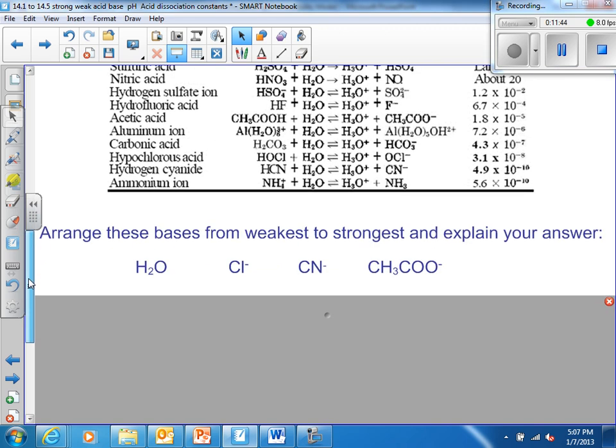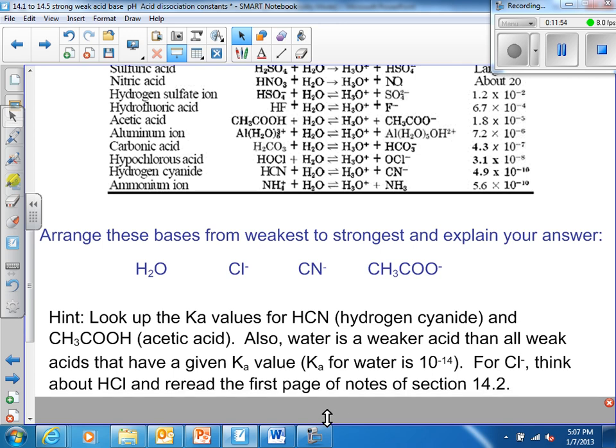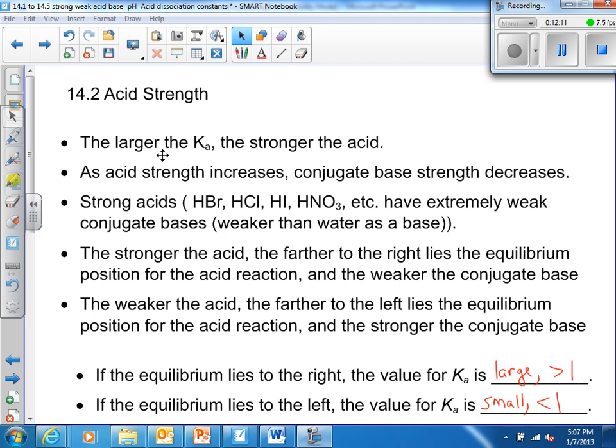Now, in order to do this problem, you need a hint. First, you need to look up the Ka values for HCN and CH3COOH, that's hydrogen cyanide and acetic acid. And then also we're going to have to look at the notes on the first page for section 14.2. We're going to think about Cl minus versus water, and we're going to look back at the other page. Okay, so here's page 14.2. The larger Ka, the stronger the acid, and the stronger the acid, the weaker the base.